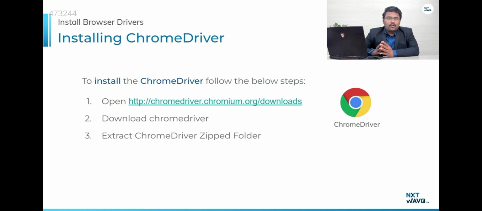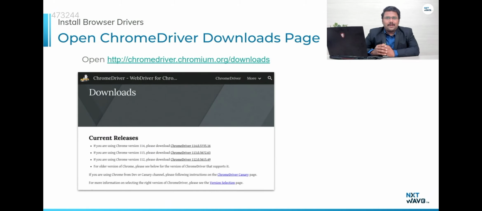To install the Chrome driver, the steps are pretty straightforward. You just need to navigate to the downloads page, download the relevant version of Chrome driver, and extract the zipped folder accordingly. As usual, to download the Chrome web driver, we'll need to navigate to the corresponding downloads page, which is chromedriver.chromium.org/downloads. Let's try it out once.